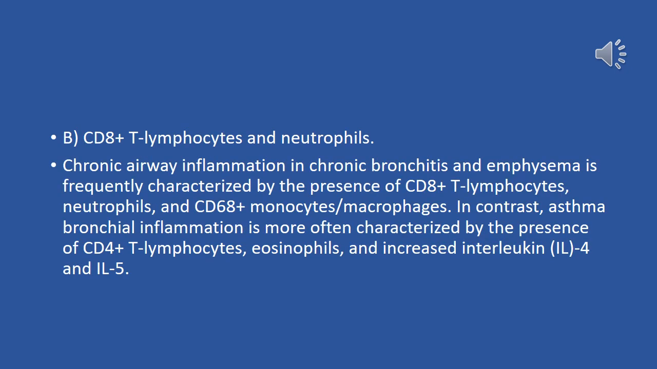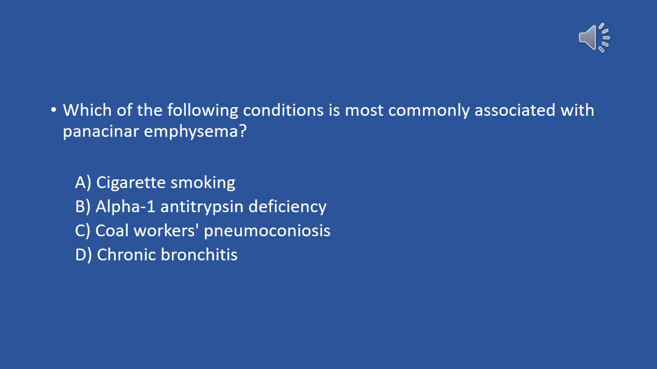Answer B. CD8 plus T lymphocytes and neutrophils. Chronic airway inflammation in chronic bronchitis and emphysema is frequently characterized by the presence of CD8 plus T lymphocytes, neutrophils, and CD68 plus monocytes, macrophages. In contrast, asthma bronchial inflammation is more often characterized by the presence of CD4 plus T lymphocytes, eosinophils, and increased interleukin 4 and 5.